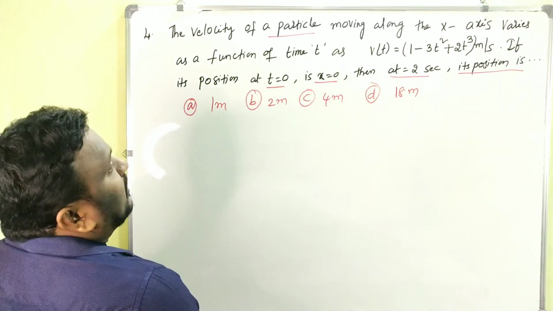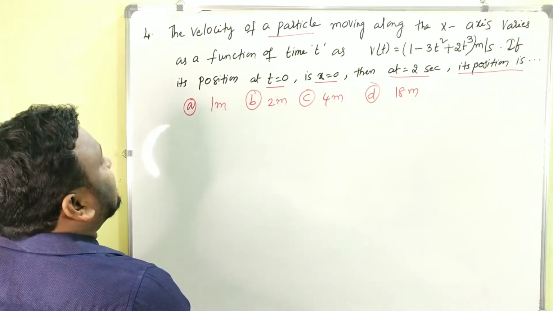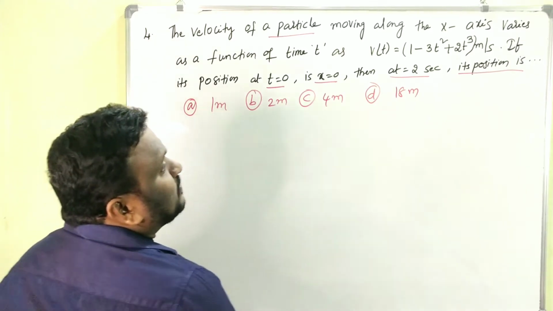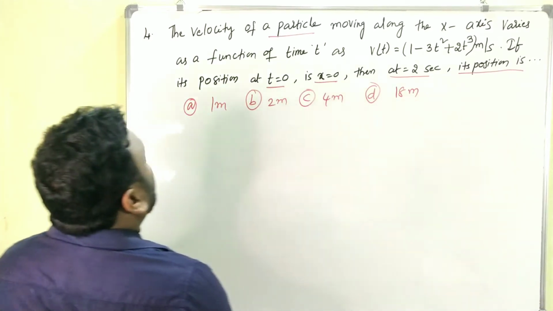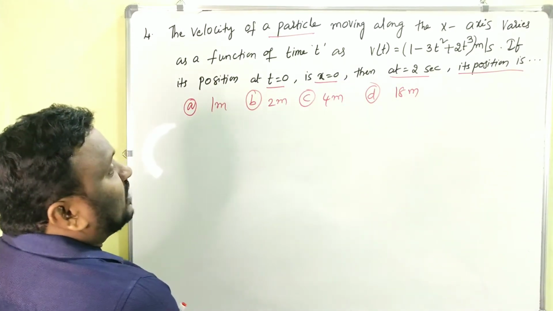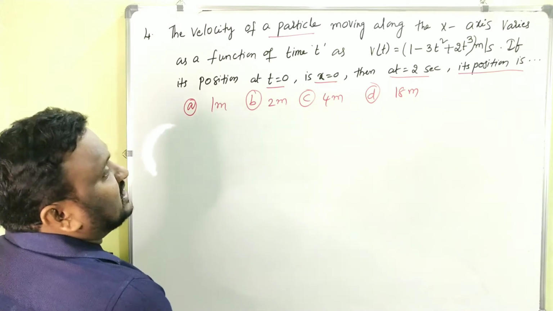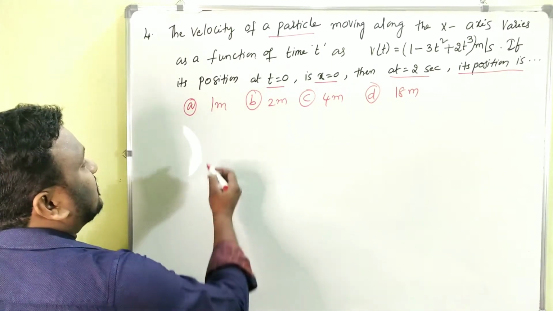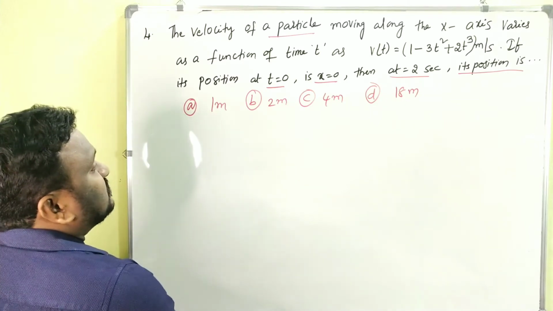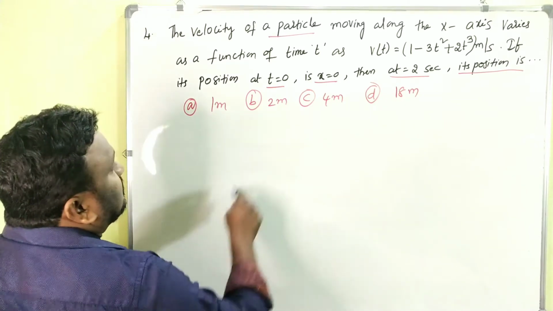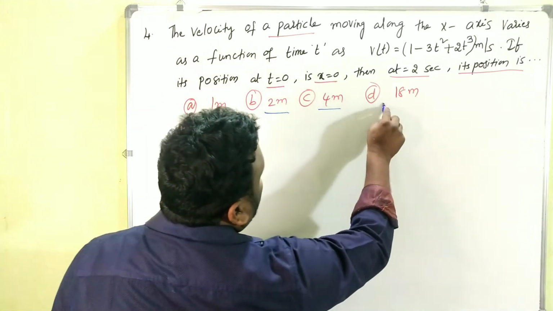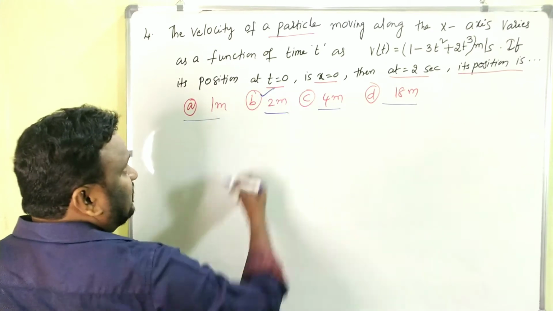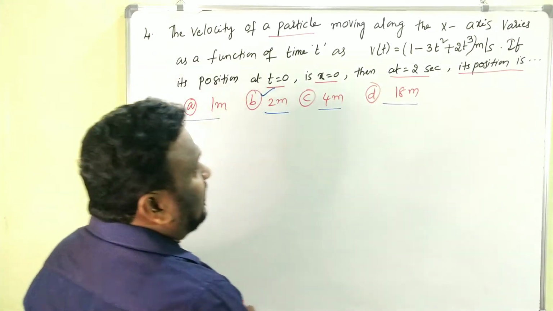The velocity of a particle moving along the x-axis varies as a function of time t as v of t is equal to 1 minus 3t square plus 2t cube meter per second. If its position at t equals 0 is x equals 0, then at t equals 2 seconds its position is what? We have to find it. Options are 1 meter, 2 meters, 4 meters, and 18 meters. So the second one is the right one. How is it possible? Let us check.